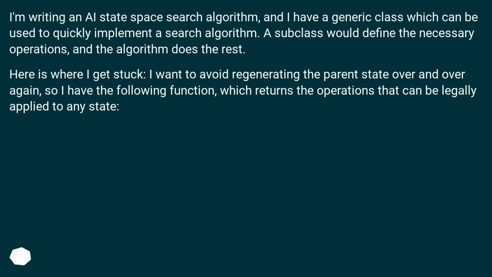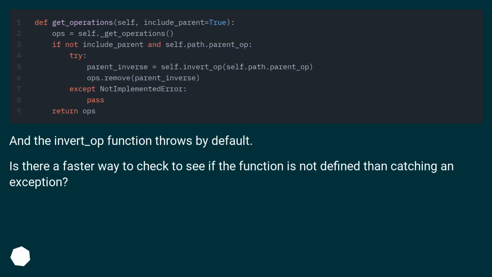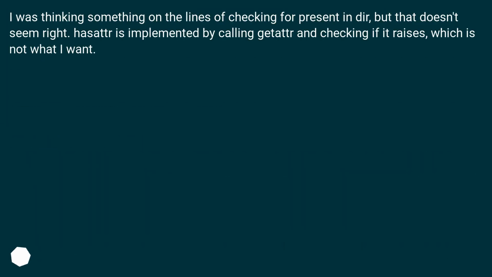I want to avoid regenerating the parent state over and over again, so I have the following function, which returns the operations that can be legally applied to any state. And the invert_op function throws by default. Is there a faster way to check to see if the function is not defined than catching an exception? I was thinking something on the lines of checking for present in dir, but that doesn't seem right. Hasattr is implemented by calling getattr and checking if it raises, which is not what I want.